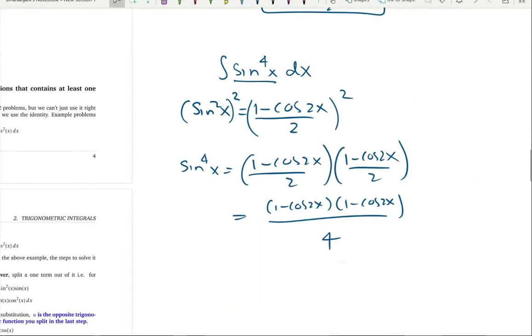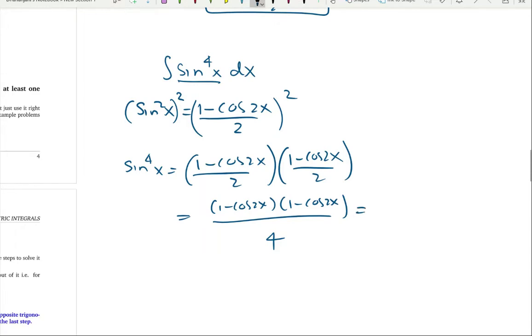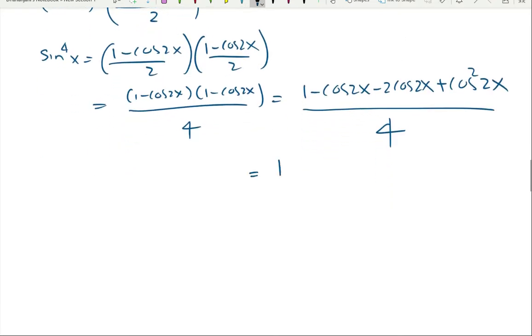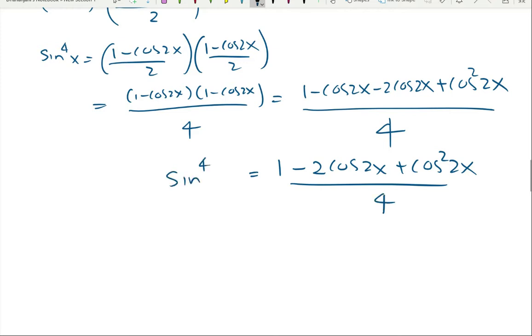All right. So what we get is 1 times 1, 1 minus cosine 2x minus, I FOIL the numerator, okay, and plus cosine square 2x, right? Okay, you should do that foiling very slowly. So this is 1 minus 2 cosine 2x plus cosine square 2x over 4. So this is sine to the 4.